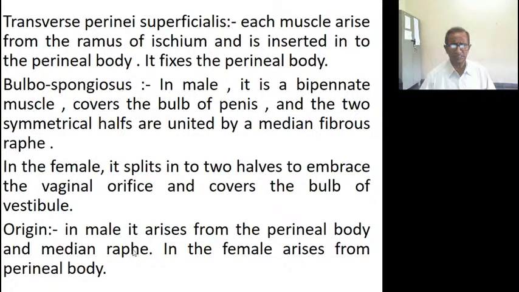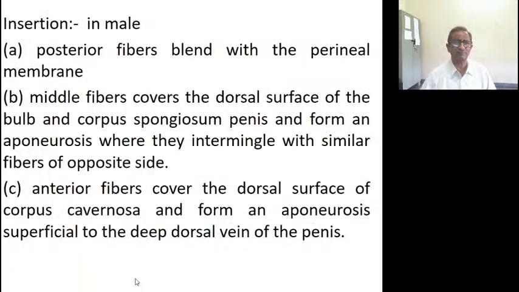Then origin. In male, it arises from the perineal body and median raphe. In female, it arises from the perineal body only. So this is coming from the perineal body and the median raphe in male, whereas in female, it is only from the perineal body.